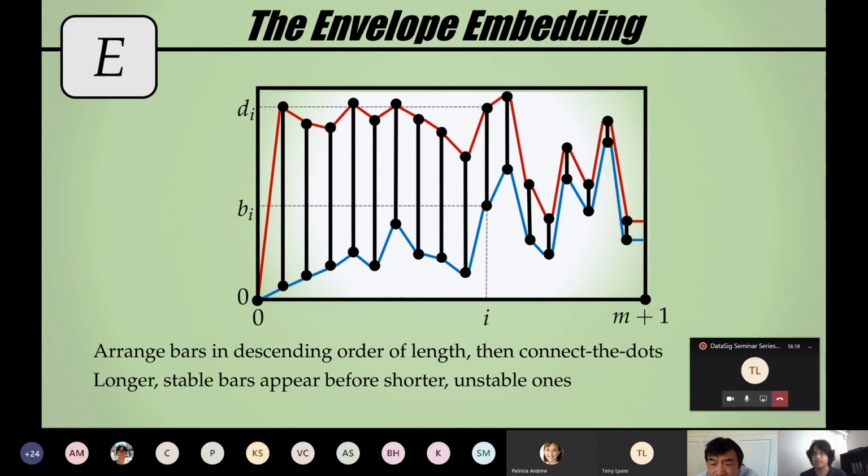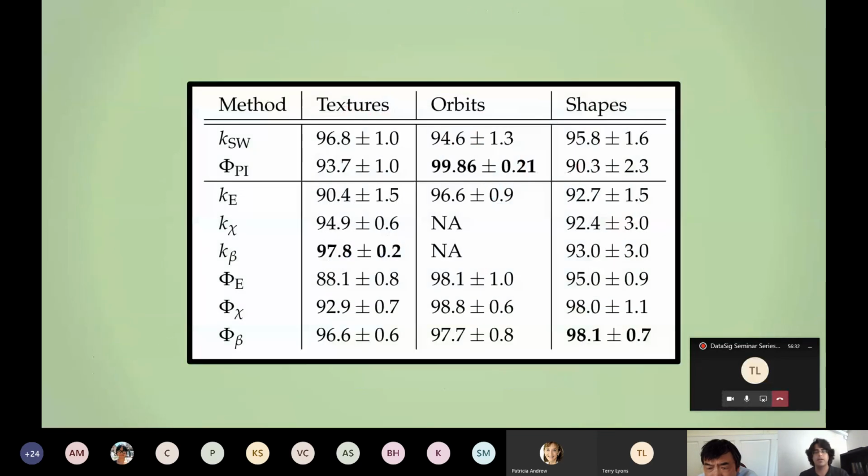So we tried this with three data sets, and off the long list, the laundry list of other featurization or vectorization maps for barcodes, we compared with the top two. And here are the results. There are three data sets: textures, orbits, and shapes that form the columns of this matrix. Above the horizontal line, the KSW and the VPI are other people's state-of-the-art vectorizations of barcodes, and below are the three of ours. The Ks are the kernelized versions, and the Phs are the unkernelized versions.